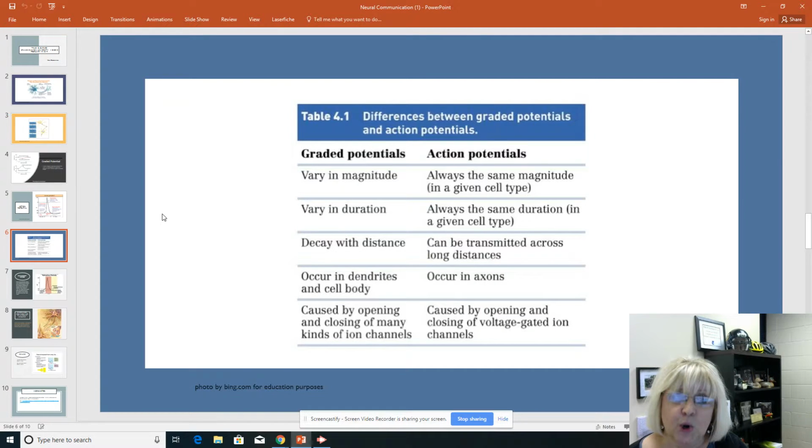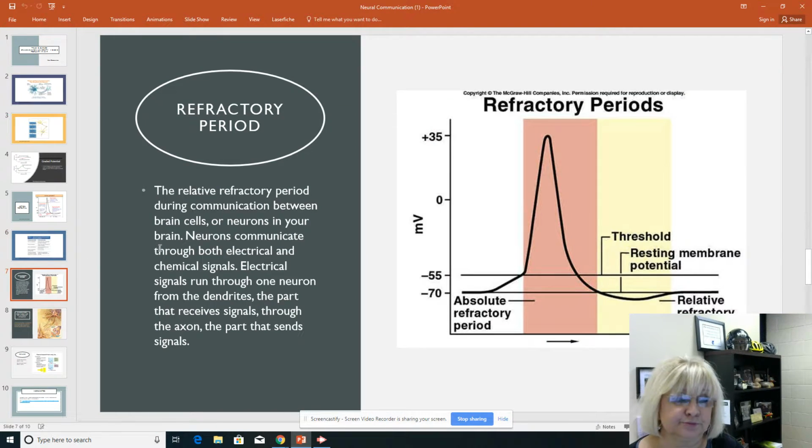ion channels. Whereas action potentials are always the same magnitude in a given cell type. They're always the same duration in a given cell type, and they can be transmitted across long distances. They occur in the axons, and they're caused by opening and closing of voltage-gated ion channels.